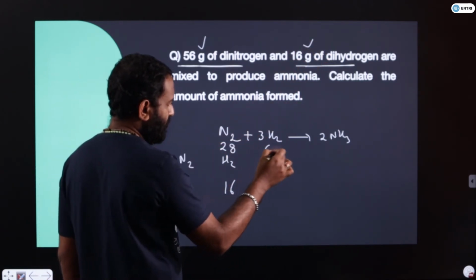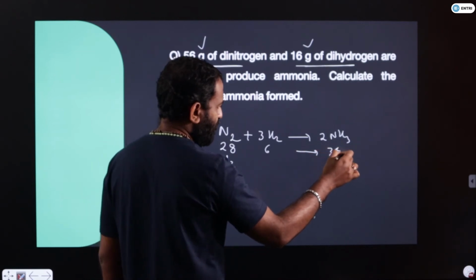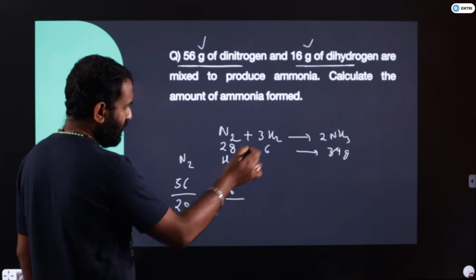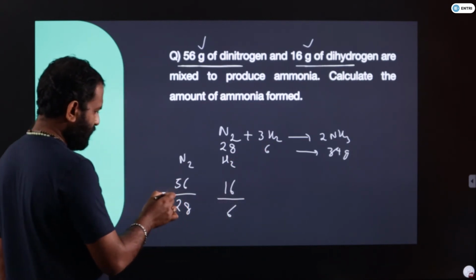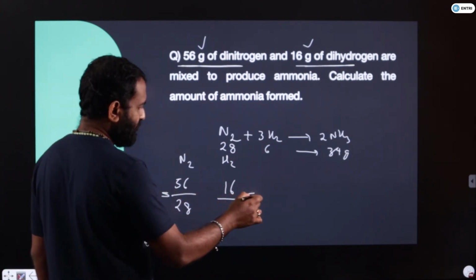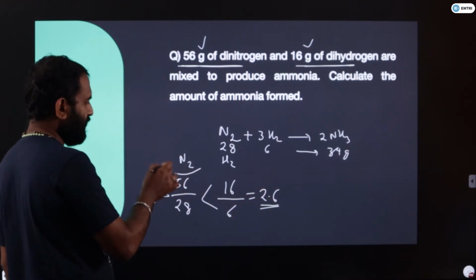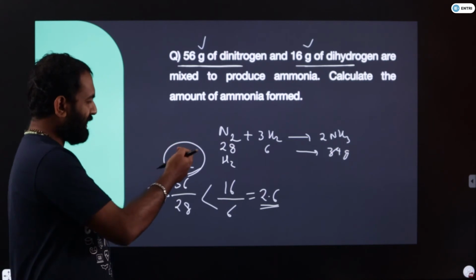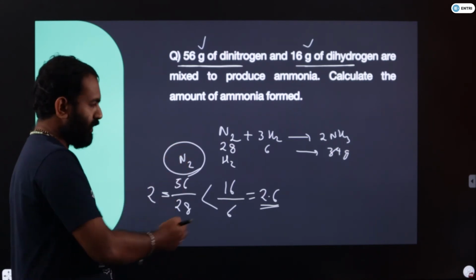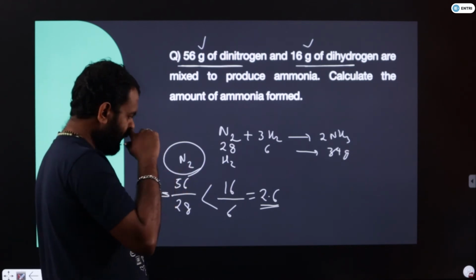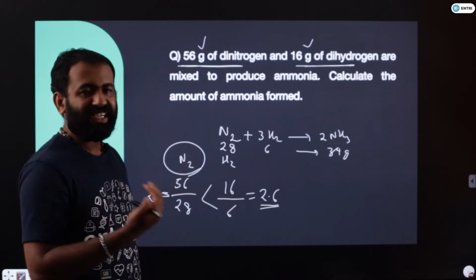28 gram combined with 6 gram gives 34 gram. So, divide: 56 by 28, 16 by 6. 56 by 28 is 2, and 16 by 6 is more than 2, something like 2.6. So, which one is the limiting reactant? 2.6 is greater than 2, so nitrogen is the limiting reactant and hydrogen is the excess reactant.